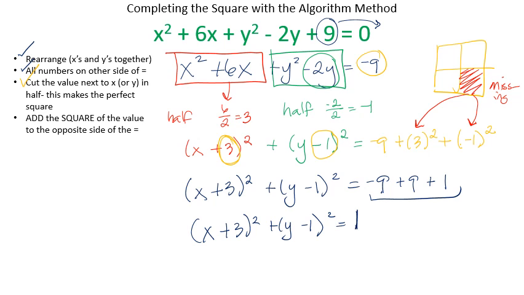1. There we go. So the center of this circle is negative 3, 1, and the radius is 1 because this is r squared. So the square root of 1 is still 1. So that's the algorithm method. You can use it if you like.